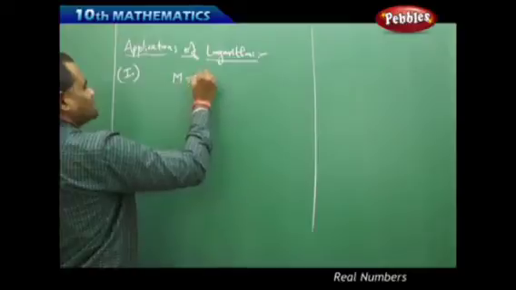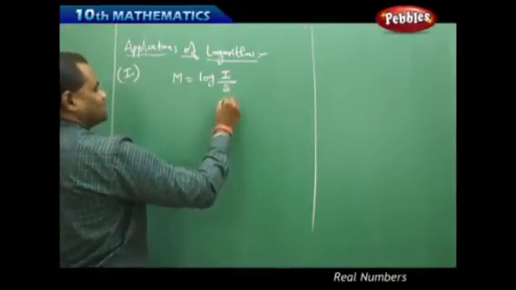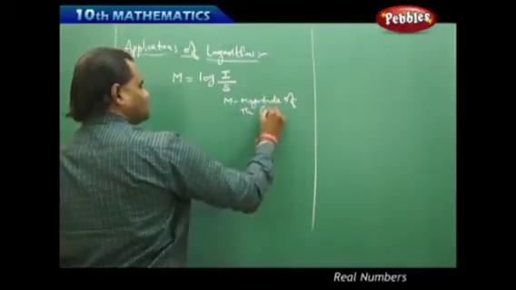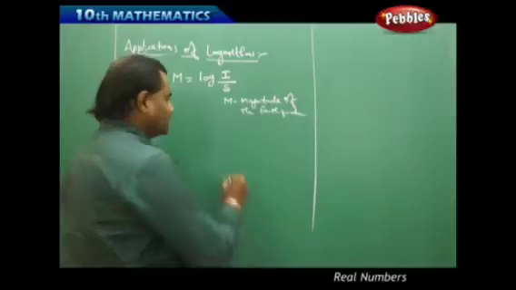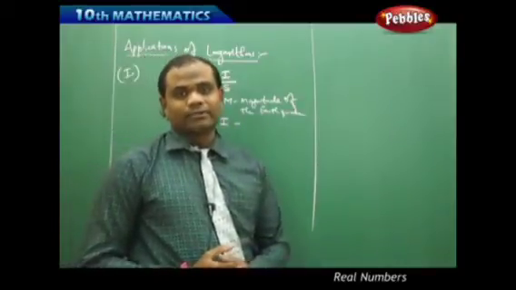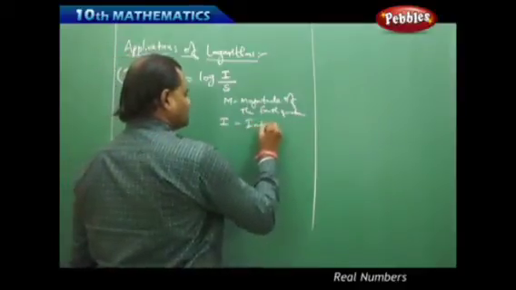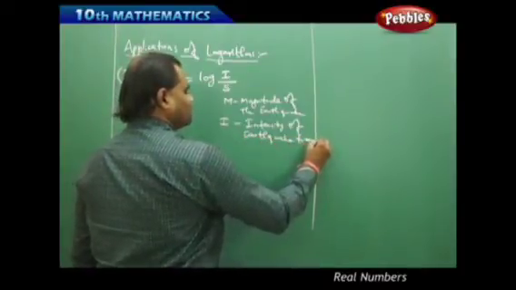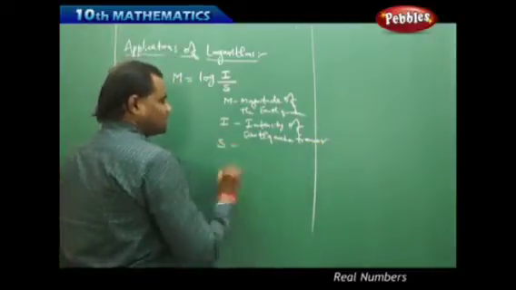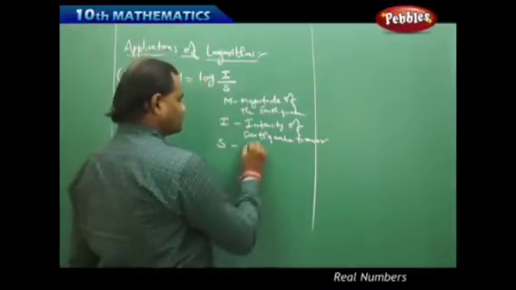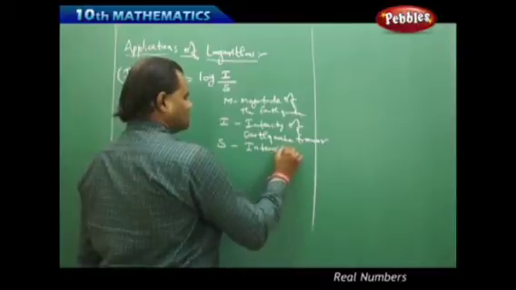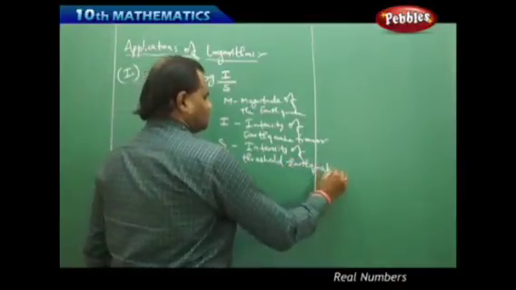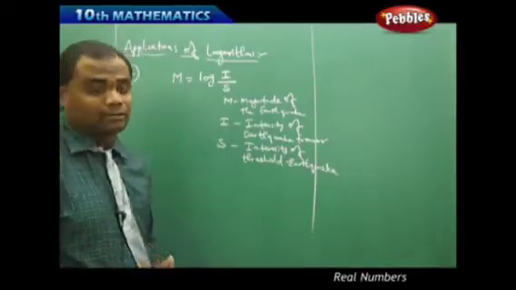So the first formula is M equals log I by S, where M is the magnitude of the earthquake, I is the intensity of the earthquake tremor, and S is the intensity of the threshold earthquake. So let's see how we can connect and find the magnitude.